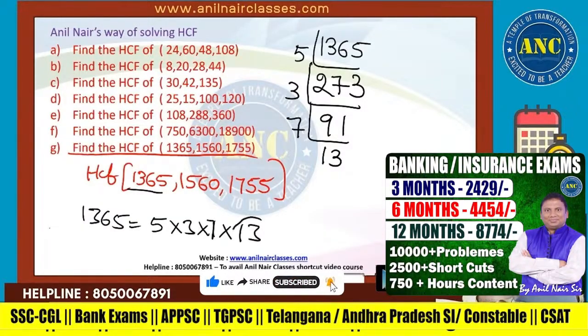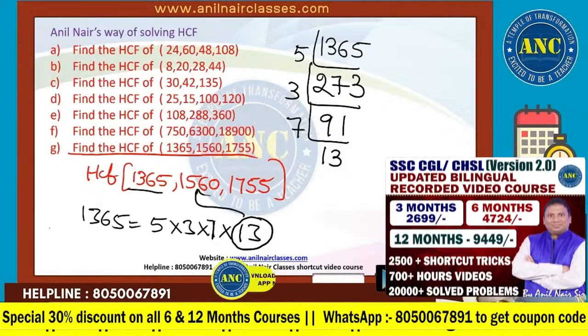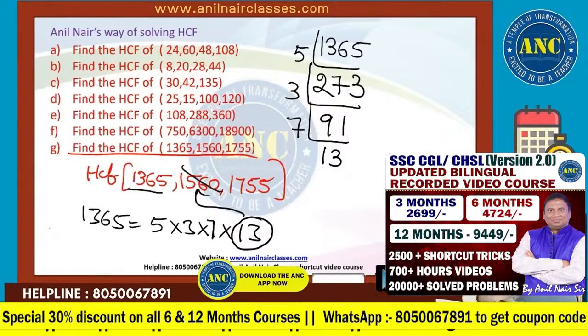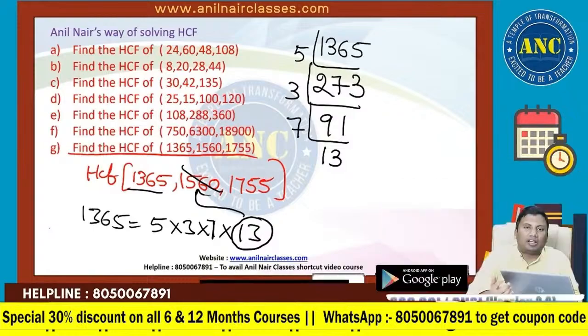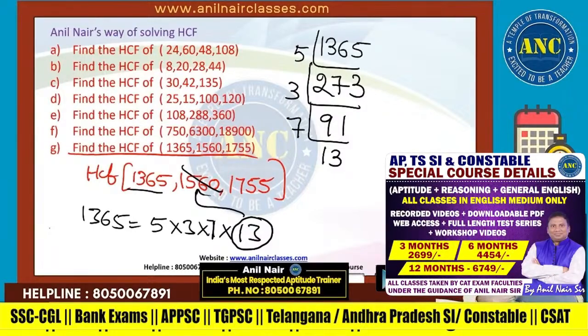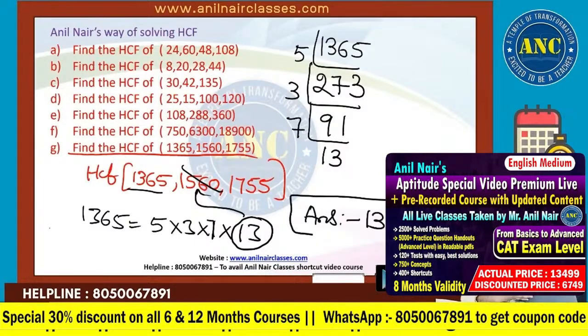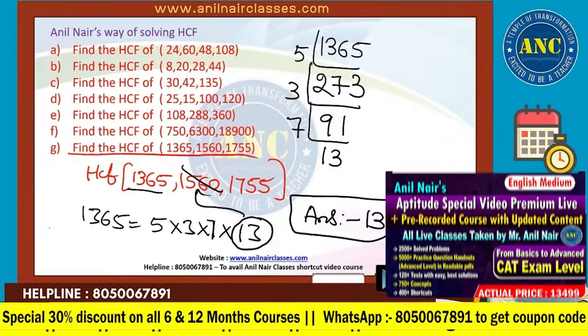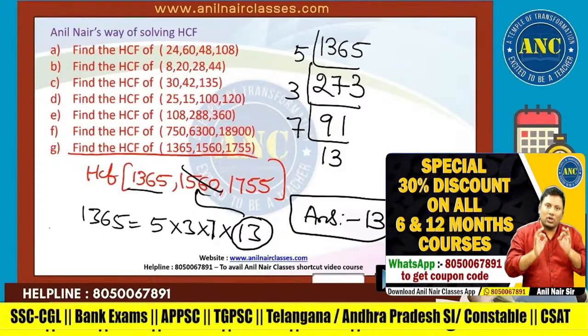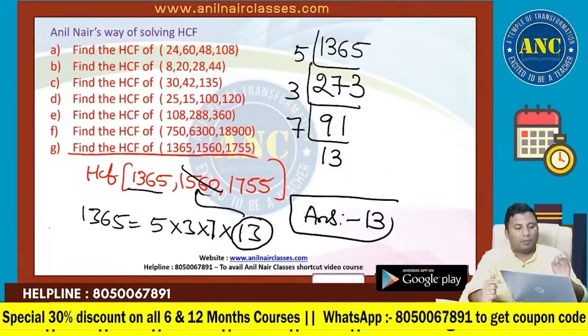Highest is nothing but 13. Check with 13. 13 12s are 1560, divisible. 13 135s are 1755. Answer for this question is 13. Beautiful logical way to solve highest common factor.